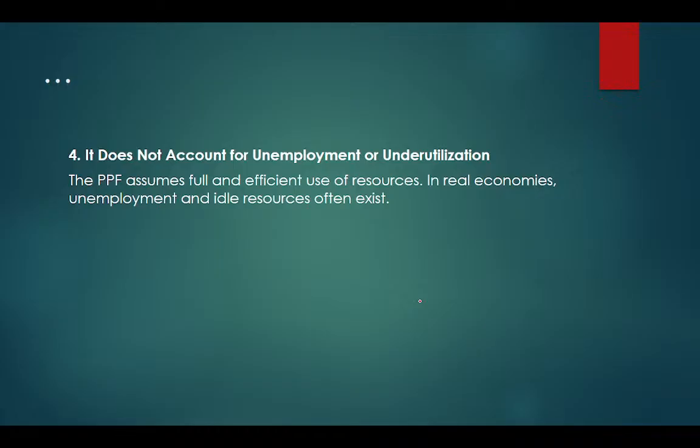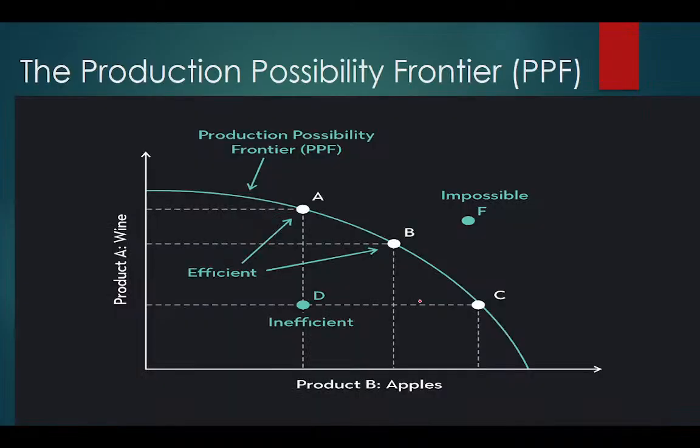So let's look at this PPF curve and see why it has such limitations. This is the production possibility frontier curve, and the curve is this line here. That is the curve that we are referring to. Here we have product A, which we are calling wine, and product B, which is apples. We want to consider the possible combinations of those two products that can be produced.